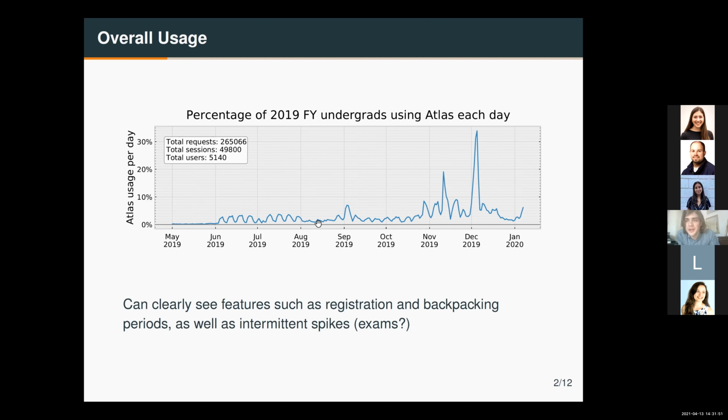A dead period near August because the students aren't actually in school yet. And then over the course of the semester, you can see different features like the first week of school here, and then registration and backpacking around here. This just gives us a feel for overall what a semester of Atlas usage would look like, and some of the features that would be there.